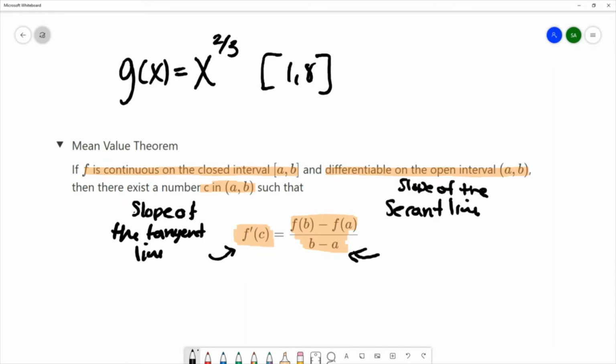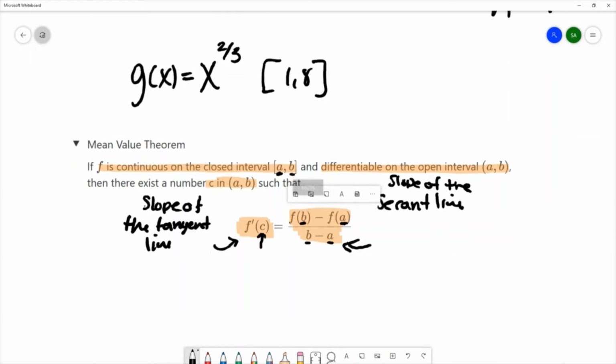So what we're saying is that as long as our function is continuous and differentiable on the interval, then we will have this value of c somewhere on the interval where the derivative at that point, the slope of the tangent line at that point, will be equal to the slope of the secant line. And we're using a and b to create the slope of that secant line, which are the endpoints of the interval. So let's take a look at this function to see if the conditions are met.